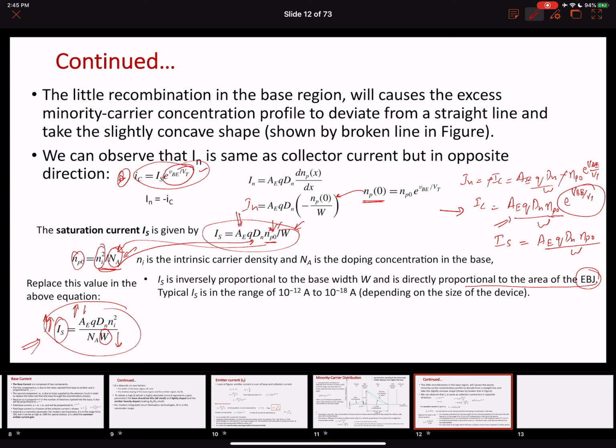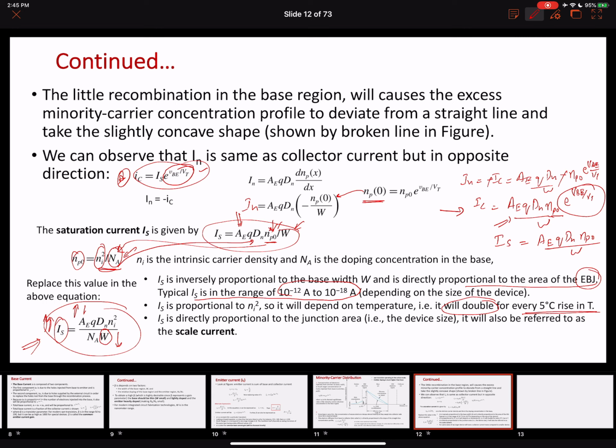The value of the scaling current, if you remember from the PN junction diode chapter, is very, very small, up to 5 femtoamperes. Another important thing from the PN junction, if you remember, is that the scaling current is dependent on the temperature. For every 5 degrees Celsius rise in the temperature, the value of the scaling current usually doubles.